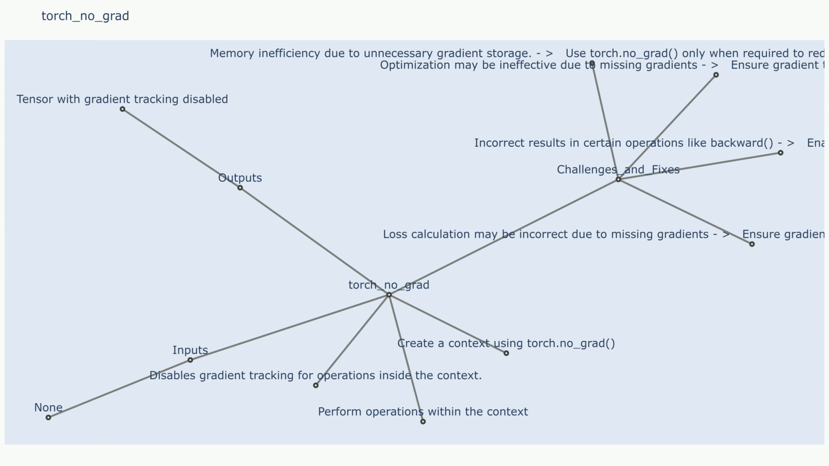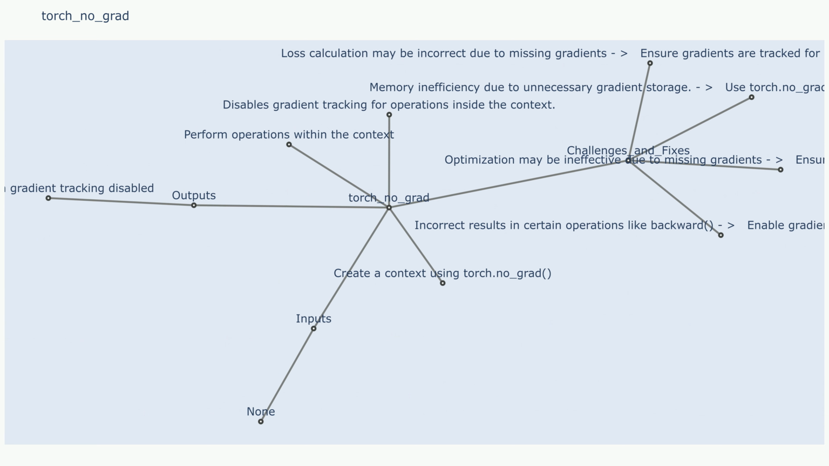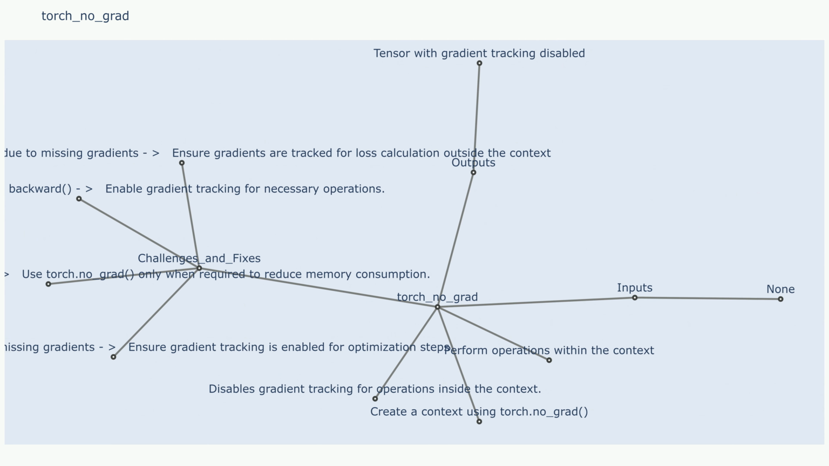Challenge 2. Explain in detail. Using Torch No Grad inappropriately can lead to unexpected behavior if gradient calculations are crucial for certain operations within the code block. Sample use case that resulted in challenge 2. Applying Torch No Grad during the training process of a model can hinder the model's ability to learn and update its parameters.